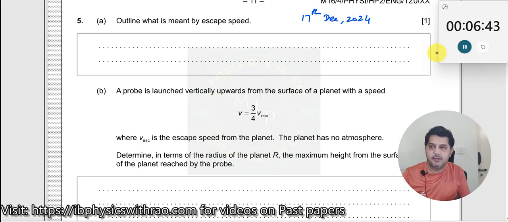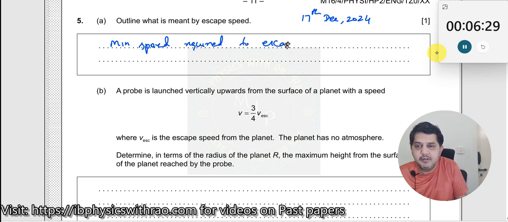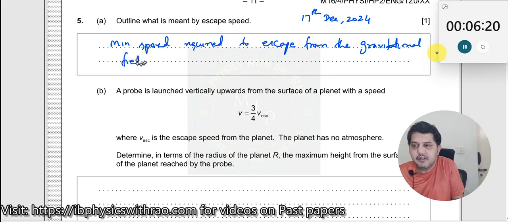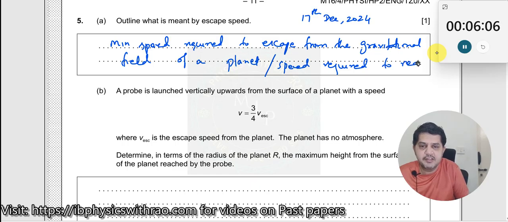Okay. So now, outline what is meant by escape speed. What do you mean by escape speed? It is the minimum speed required to escape from the gravitational field of a planet. This is what you need to write. Some of you can also write something like speed required to reach infinity. You can also write this definition.